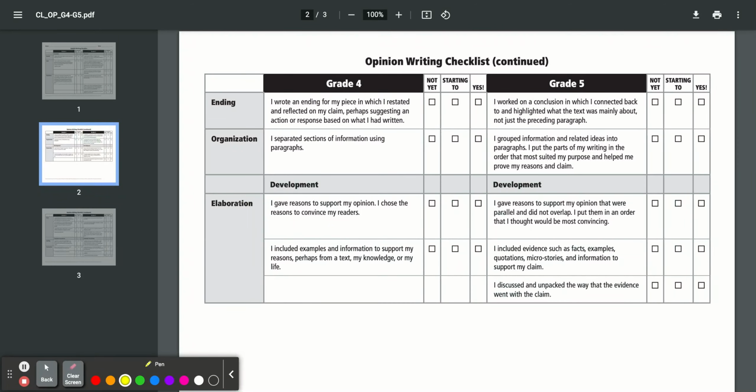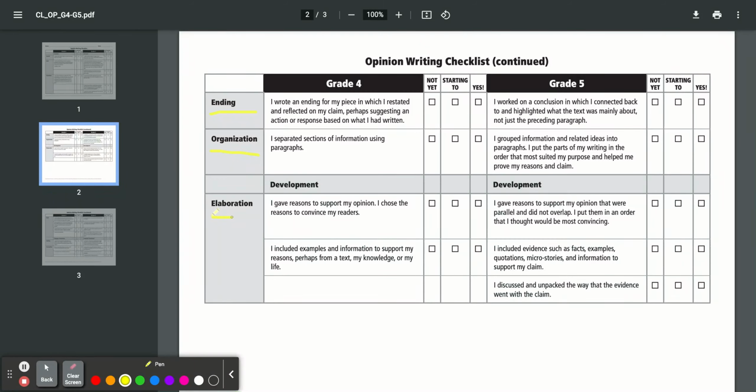Now we're going to look at your ending and organization. Did you write an ending where you restated and reflected on your claim? Maybe you suggested an action or response based on what you've written. Organization. Did you have separate paragraphs of information? Introduction. Body paragraphs. 3 body paragraphs for each of your reasons, followed by a conclusion.